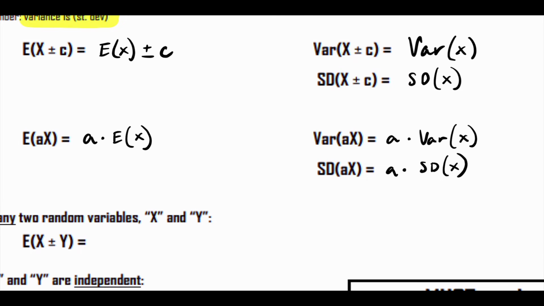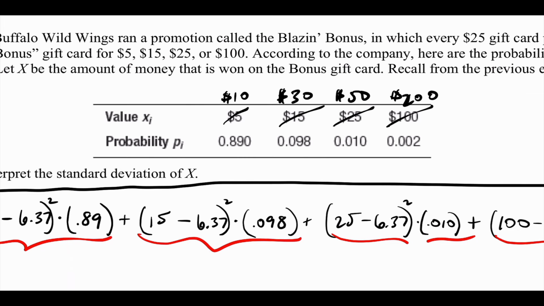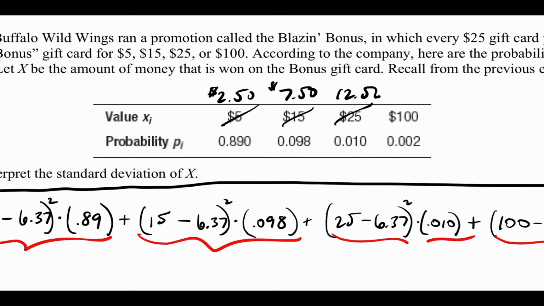Same thing if I were to halve all of these. If I were to decrease the prizes and say half, this is $2.50. This is $7.50. This is $12.50. This is $50. What happens to the spread? It's going to get half as wide, right? So you multiply everything by a half or divide everything by 2.